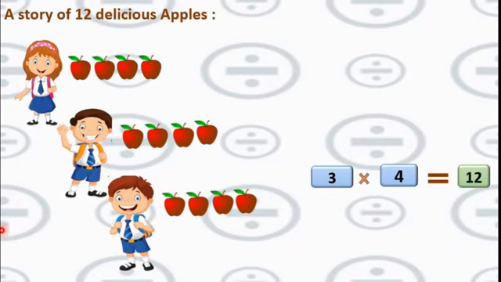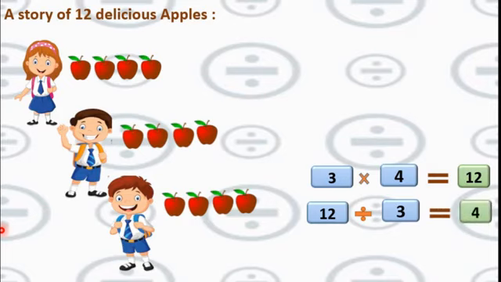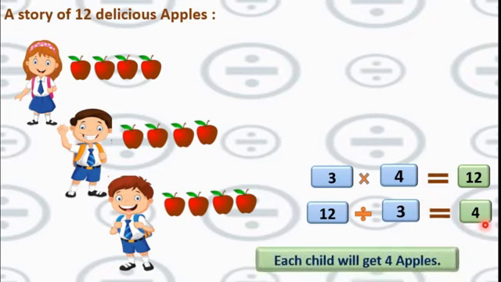You know, total number of apples divided by number of children. 12 divided by 3. What is the answer here? 3 4s are 12, isn't it? 4 is the answer. Means when we distribute 12 delicious apples among 3 students, each child will get 4 apples. Isn't it?